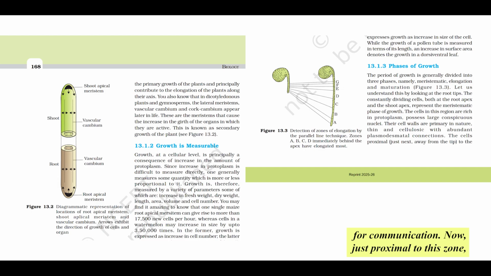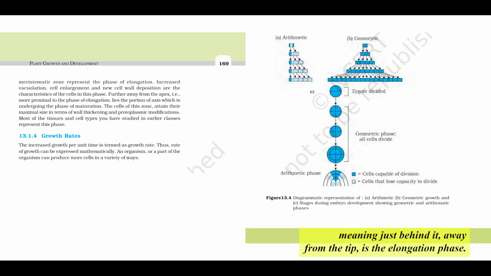Now, just proximal to this zone, meaning just behind it, away from the tip, is the elongation phase. Cells here aren't primarily dividing anymore. They're rapidly expanding. Key features: increased vacuolation. They develop large central vacuoles that fill with water. Pushing the cell bigger from the inside. Precisely. That water pressure drives cell enlargement, and as they expand, they deposit new cell wall material to strengthen the growing wall. This is where most of the length increase happens. Got it. Elongation, getting bigger.